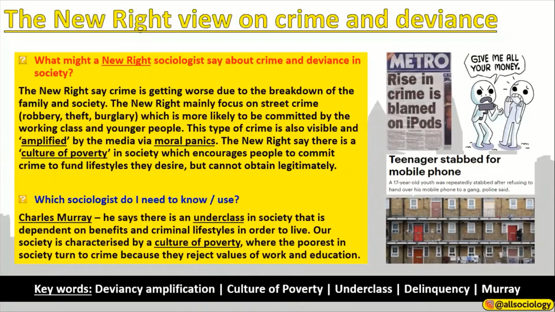So again, I've talked all the way through this about Charles Murray, and he's the guy you need to know, because he says there's an underclass in society. It's the class below the working class. It's people who survive on benefits and other government welfare. And he argues that anyone in the underclass will almost certainly have a criminal lifestyle in order to live according to their means. So Murray talks about our society being characterized as a culture of poverty for those in the underclass, where the poorest in society turn to crime because they've rejected the values of work and education. They don't want to get on, and effectively they see crime as a legitimate opportunity through which to make money. So that's the argument from the new right.